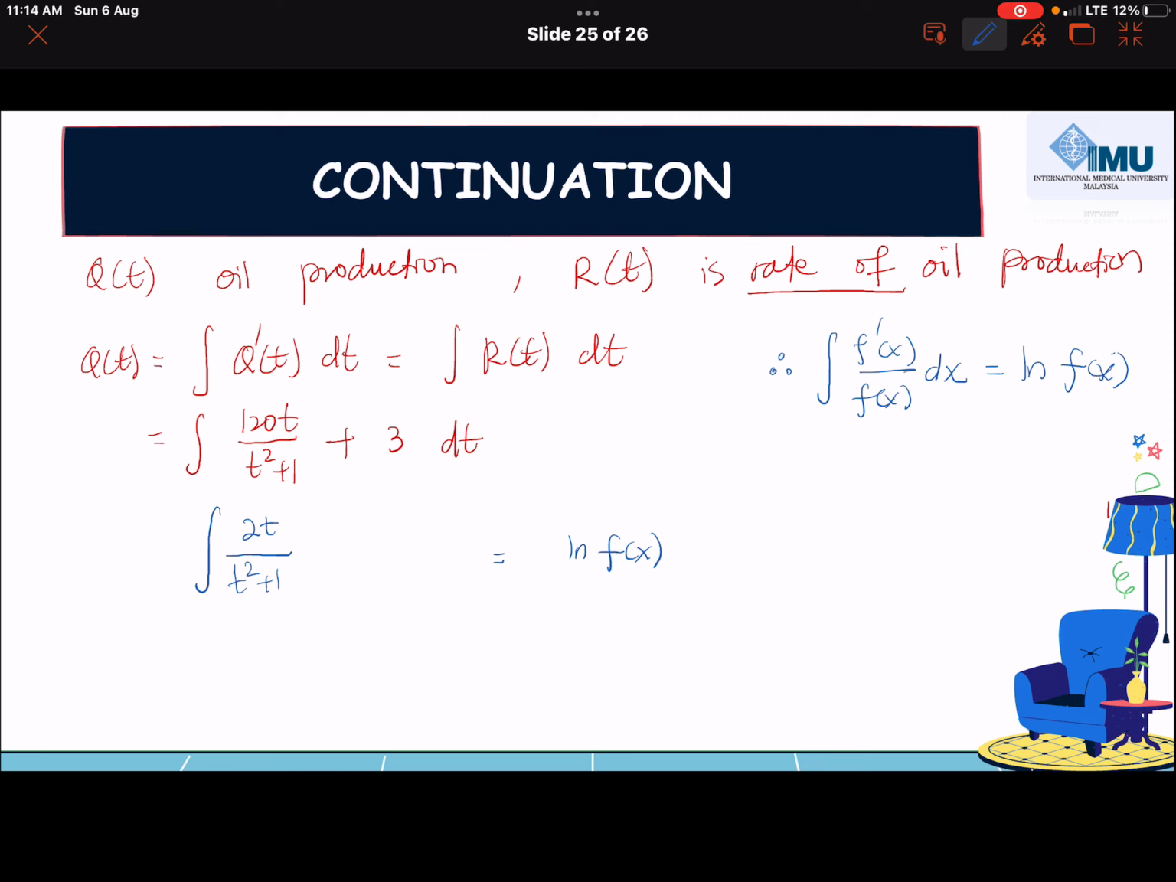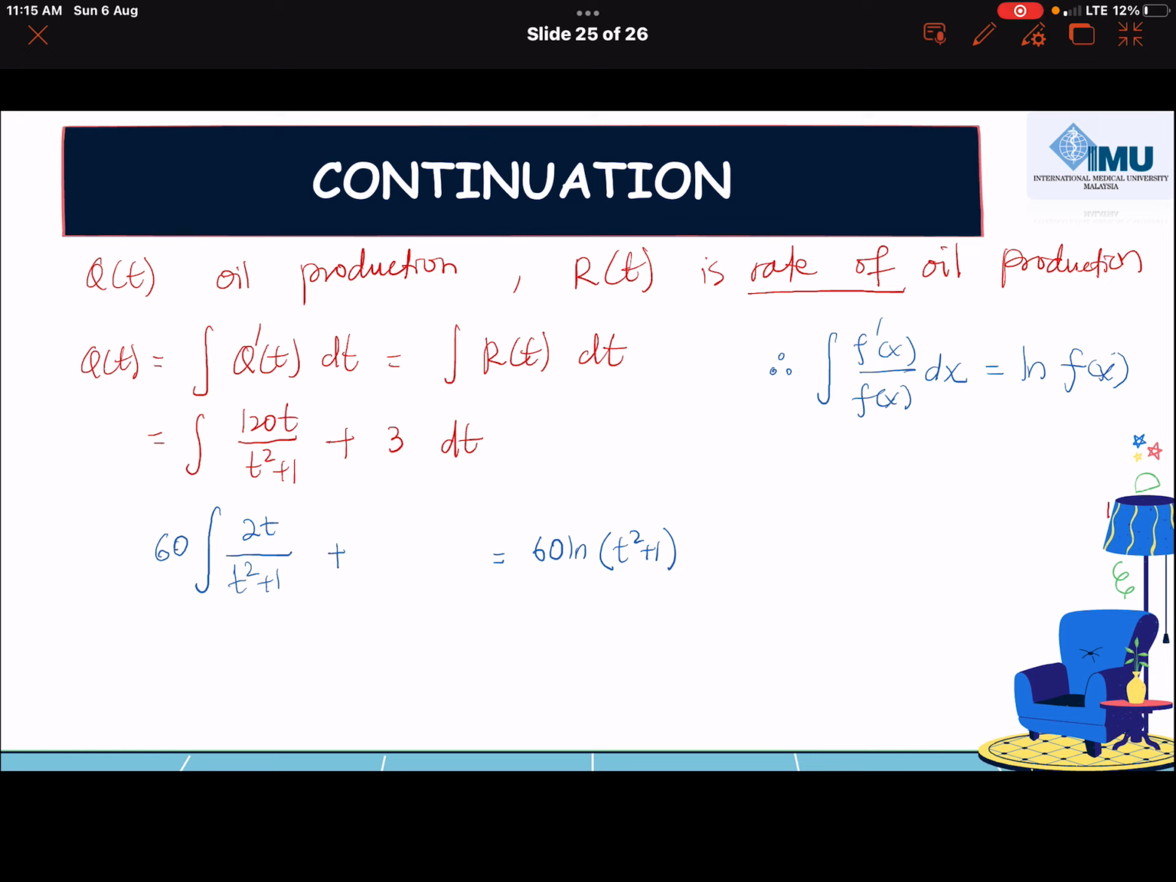Now, however, look into the question. The original integrand has 120, not 2. So what you need to do, you have to multiply by 60, because 60 times 2 will become 120. If you make changes on your left hand side, you also need to make changes on your right hand side. So I need to multiply by 60 as well. Now don't forget, what is your f(x) just now? My f(x) is my denominator value, t squared plus 1. Now, I have completed the integration of my first term.